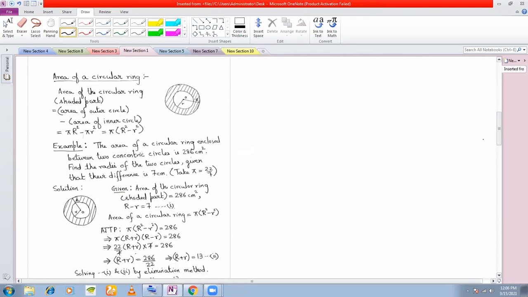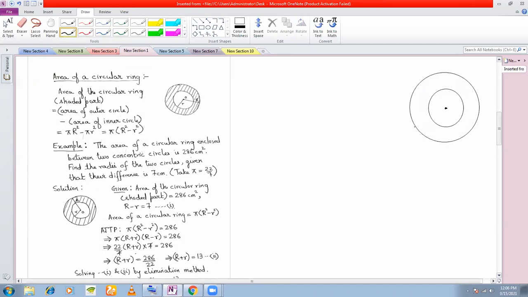Next is circular ring, area of a circular ring. I have discussed this back in class 8 also, and I told you back then that this is very important. If you have a circular ring, and you have a circle on the outside and you have a circle on the inside. Okay, and you have the same center. These two are also called concentric circles. You know what is concentric circles?